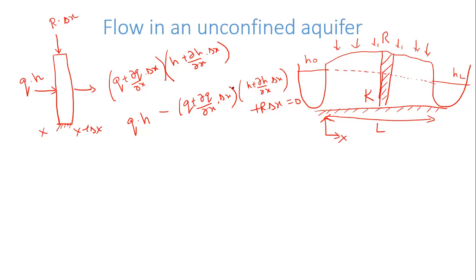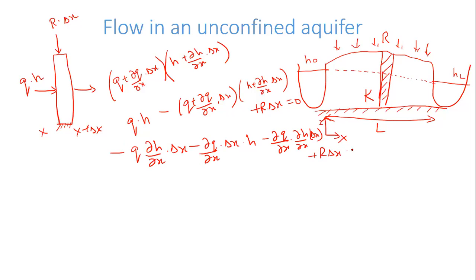So Q times H, there's going to be a Q times H over here as well, so that Q times H will cancel out. So I'll be left with minus Q times dou H by dou X times delta X, minus dou Q by dou X times delta X times H, minus dou Q by dou X times dou H by dou X times delta X square, plus R delta X equal to 0, right? I think you understand what I've done exactly. This Q times H minus Q times H, it's cancelled out.